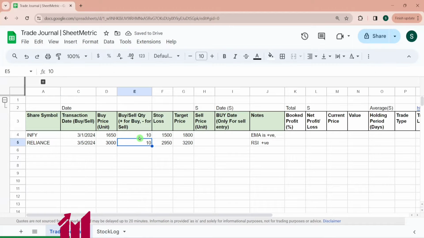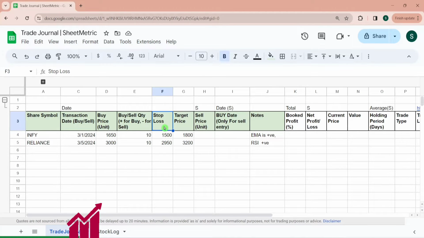I bought 10 quantities. So this is a trade journal, and I am building it like that. For every buy trade, there would be a positive entry. Meaning if you are buying Infosys, you will make an entry in a row with plus 10, and whenever you are exiting Infosys, then you will enter minus 10. This also helps when you are doing partial exits; then you can enter a minus 5 in the next entry. Then, what is the stop loss?